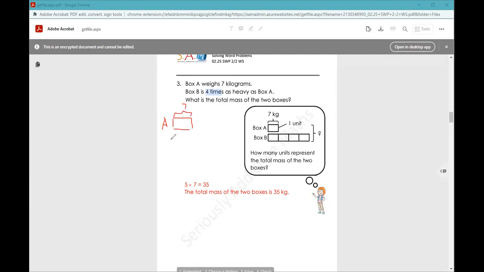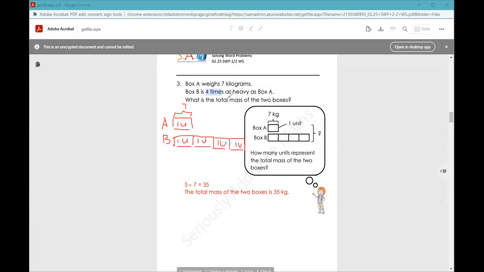And then if box B is 4 times as heavy, what that means is it needs to have 4 of the same. Whether they are drawing squares or a rectangle, make sure that they draw it proportionally, so that the sizes are more or less the same. Okay, so 4 times. So tell them, look at this, box A is 7 kilograms. 4 times means you draw 4 times of this box. So 1 time, 2 times, 3 times, 4 times, and that means 4 times. So here you might want to start to introduce to them, you call it one box or one rectangle, or you can call it 1 unit. And these are all 1 units.